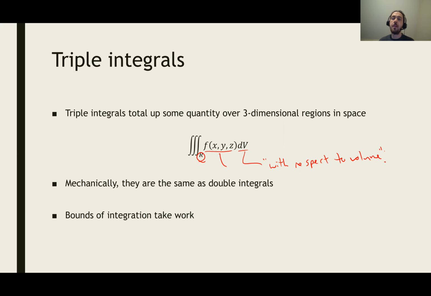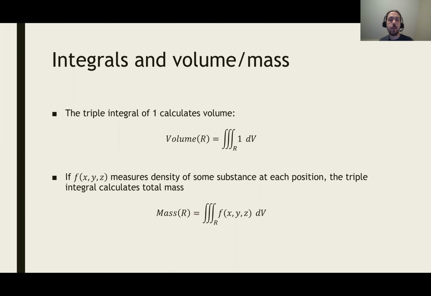Mechanically, we do them the same as double integrals. We work from inside to out. We do the innermost first, then the next, by doing three integrals in a row. The main difference with double integrals, and especially the single integrals, is that the bounds of integration are going to be more work. And we'll talk about that in a little bit.